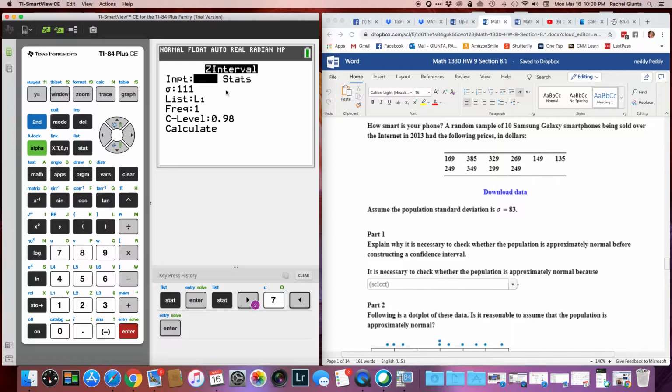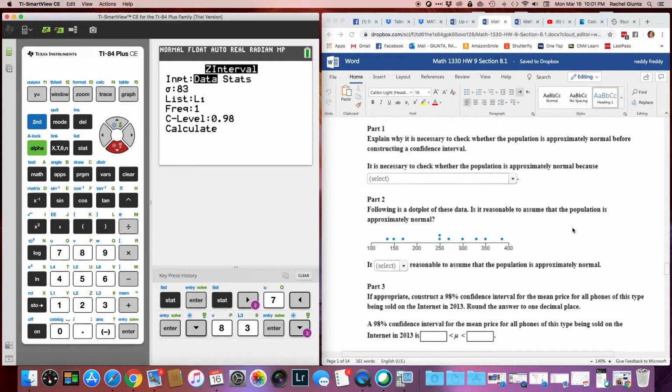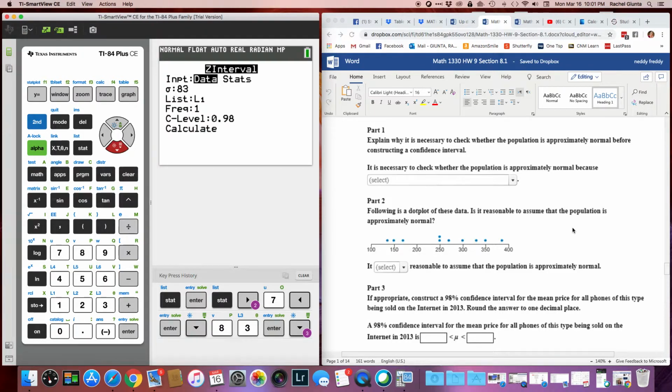it asks for. It still wants your standard deviation, and that is given somewhere in the problem. Here it's 83. And your list is L1 because that's where you put your data. Frequency, leave that as 1. And C-level is actually not till part 3. And again, it's 98%. But before we actually proceed with doing this, it asks a couple questions.